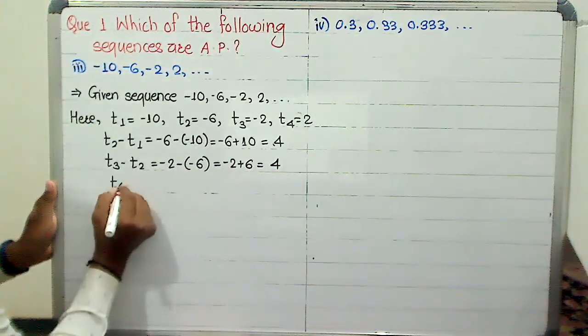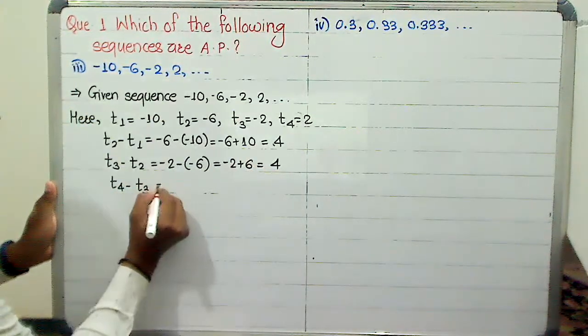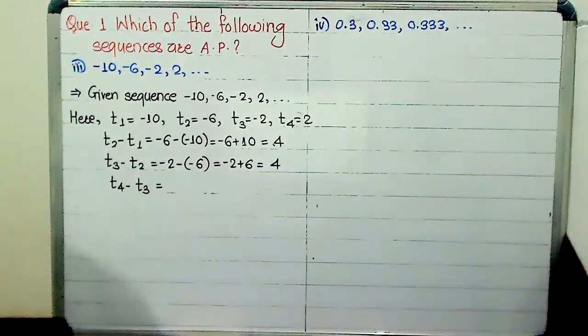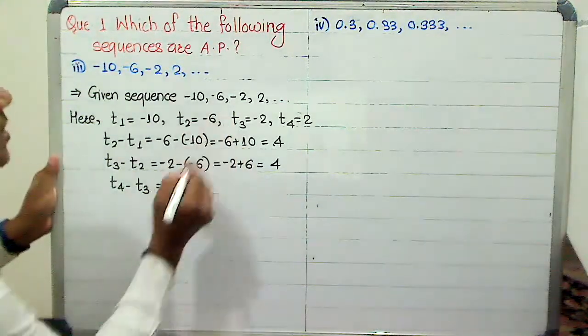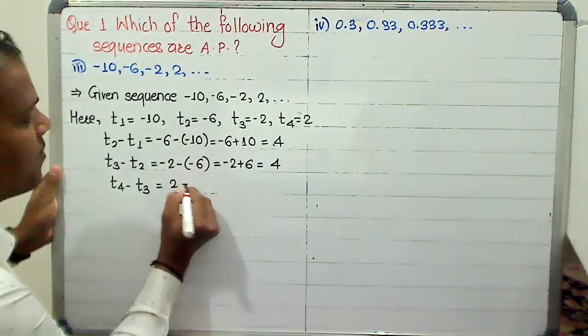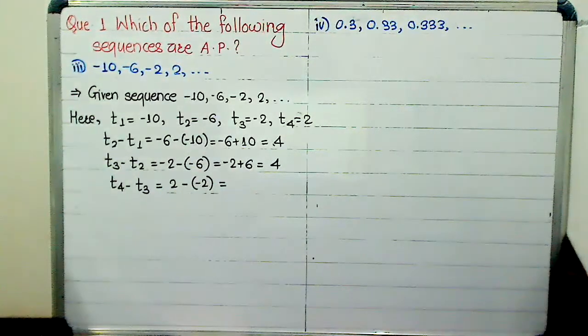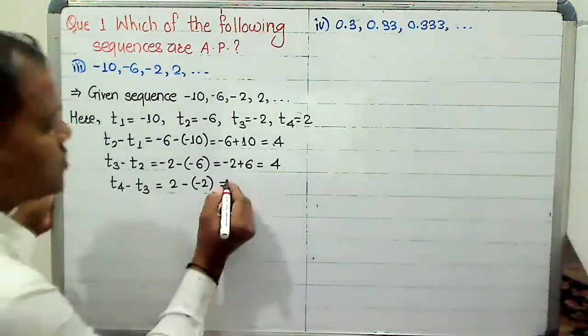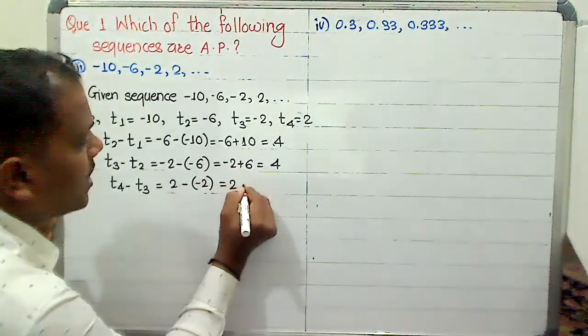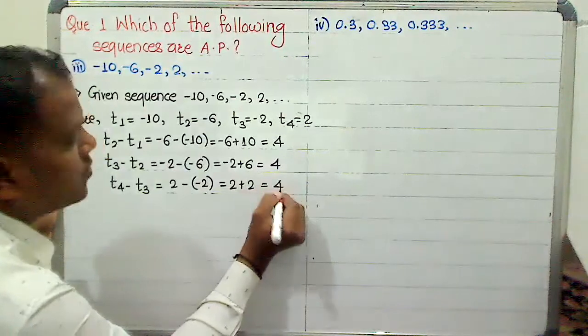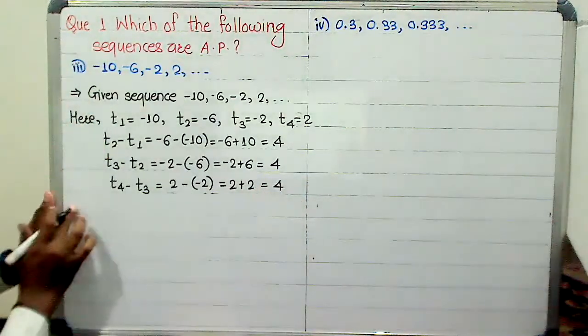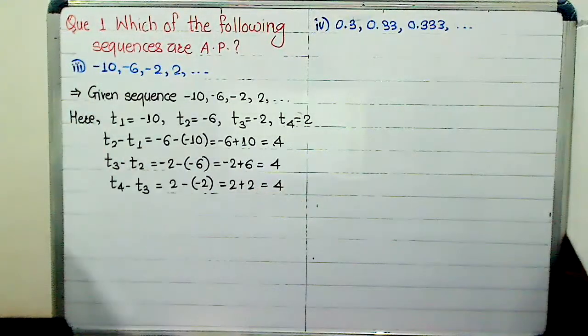Now T4 minus T3. So T4 is 2 minus minus 2. Okay. 2 minus minus 2, minus minus will become plus. So 2 plus 2 is equals to 4. Now you can write here this given sequence is AP.